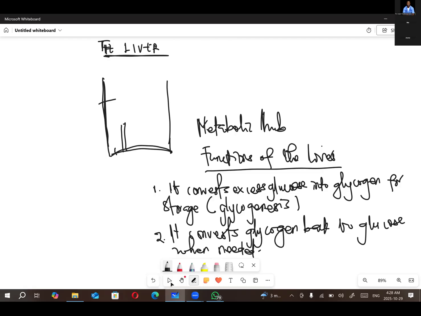Now, the process is called glycogenolysis.